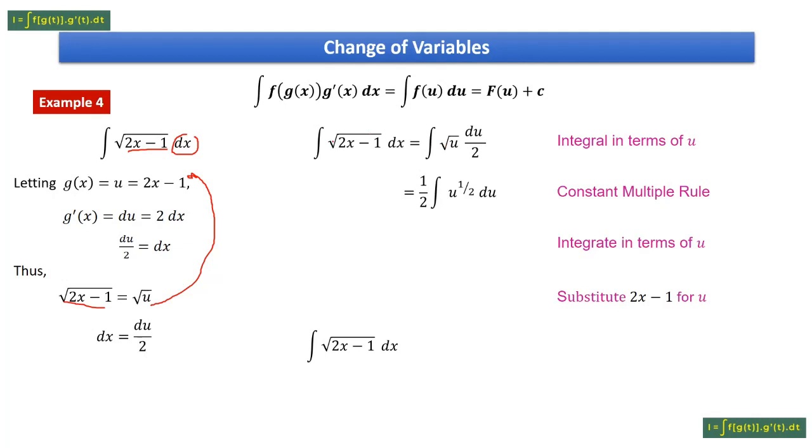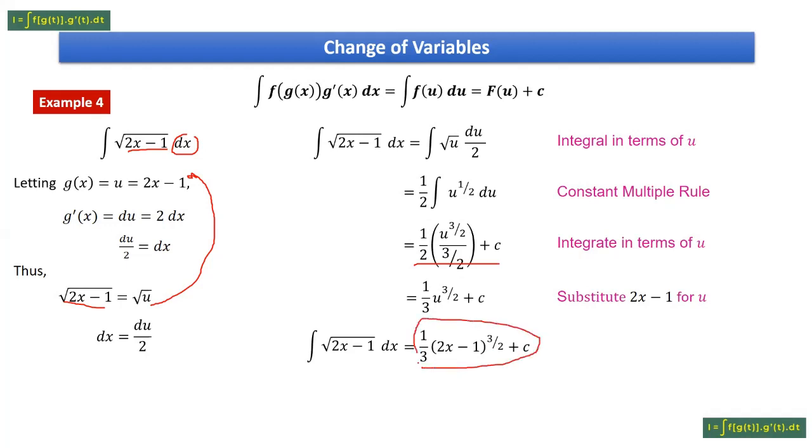So this integral we will convert to fractional exponents, so that we can integrate it easily. Then integrating in terms of u, we have these expressions, and then in the final answer, don't forget to substitute back 2x minus 1 for u, and we have this final answer, which is 1/3 u raised to 3 over 2 plus c. So this is now our final answer after substituting 2x minus 1 for u.